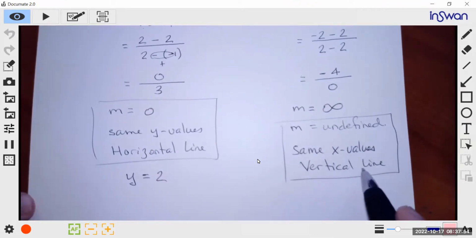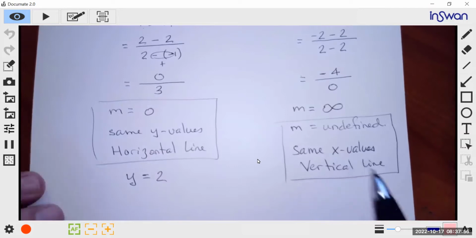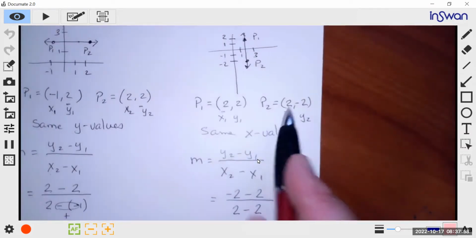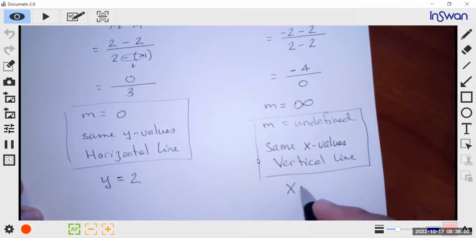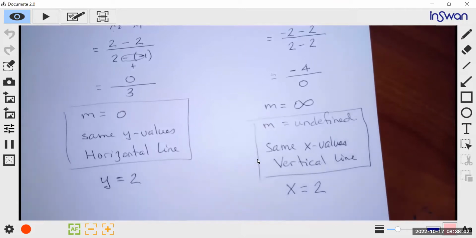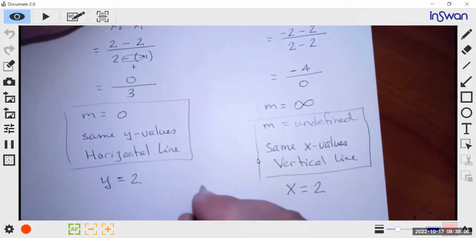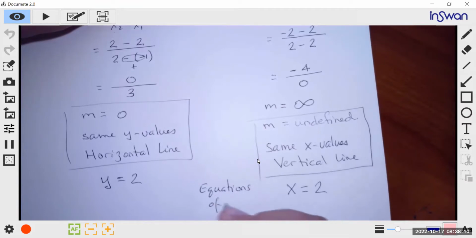My vertical line, since all the x values are the same, since the x values are 2, the equation of my line is x equals 2. It's whatever the same values are. Those are the equations of the lines.